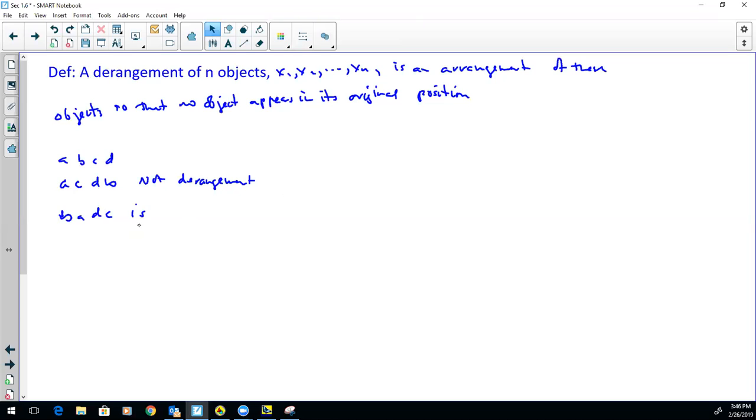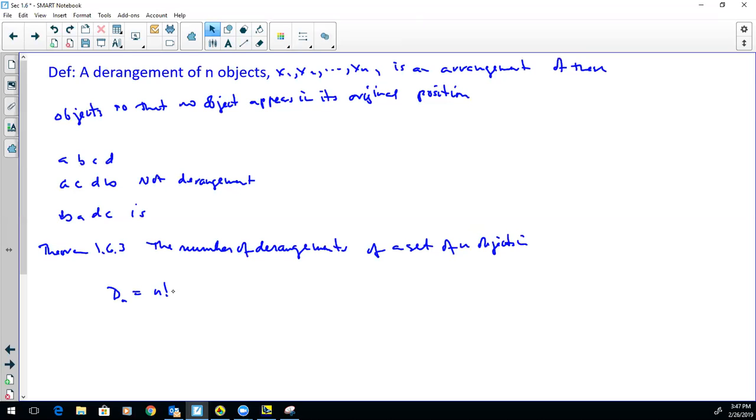And this is theorem 1.6.3. The number of derangements of a set of n objects is, we'll use d sub n here, n factorial times 1 minus 1 over 1 factorial plus 1 over 2 factorial minus 1 over 3 factorial plus dot, dot, dot, plus minus 1 to the n times 1 over n factorial.